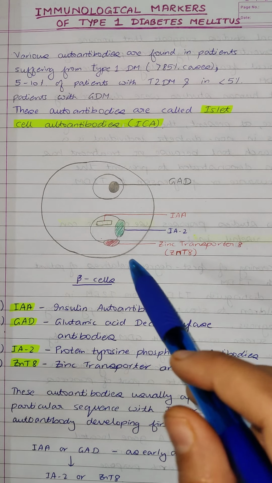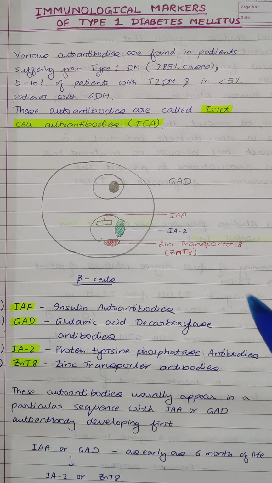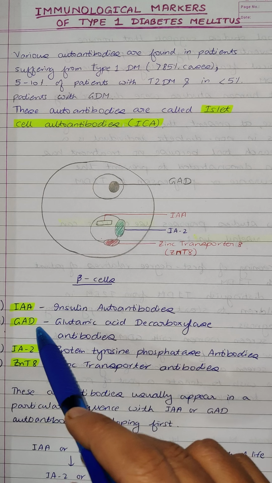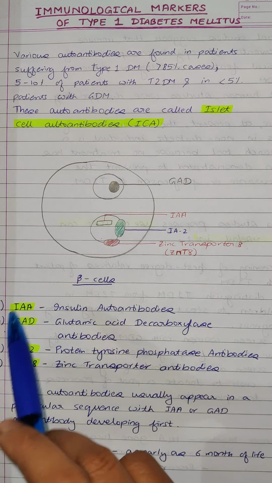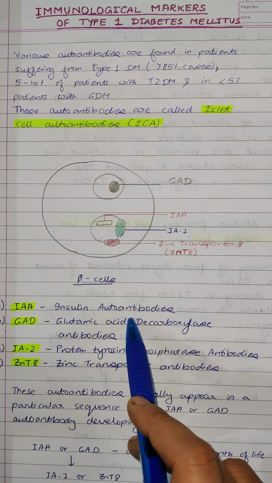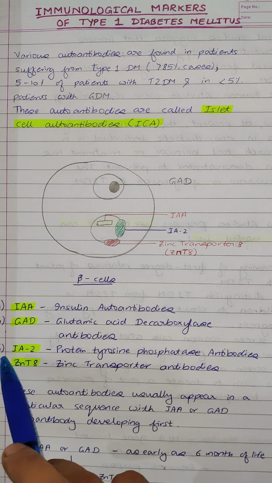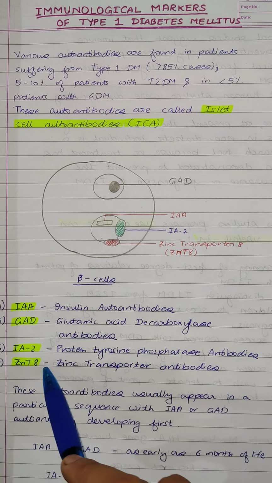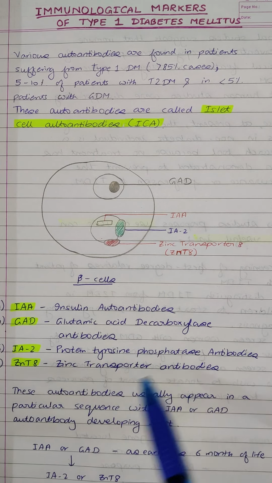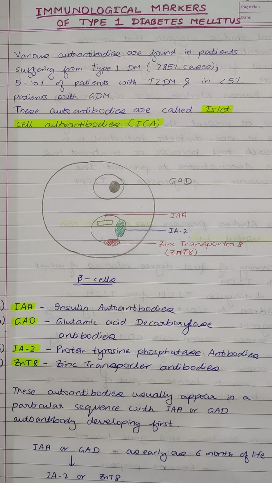Now these islet cell autoantibodies are directed against the beta cells of the pancreas, and these autoantibodies are of various types, acting against the various components of the beta cells. One is IAA, that is insulin autoantibodies. Second one is GAD, or glutamic acid decarboxylase autoantibodies. Now IA2, it is protein tyrosine phosphatase antibodies. Then ZnT8, or zinc transporter 8 antibodies. So against these components of the beta cells, various antibodies are present.